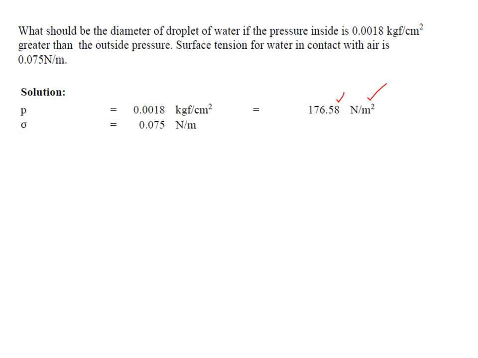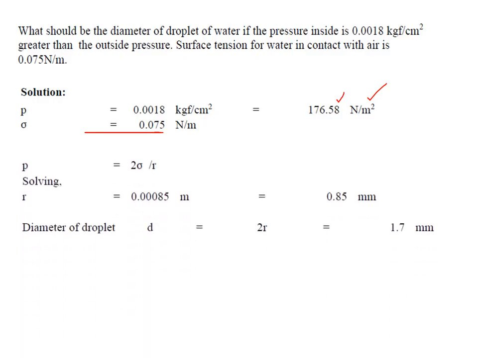Surface tension is also given as 0.075 Newton per meter. So all are in SI units. Therefore I can use the formula P is equal to 2 sigma by R. P I know, sigma is known, so I can calculate R. Multiply by 1000, so you will get 0.85 millimeters. The diameter of the droplet is asked, so it is 2R, which is 1.7 millimeters. So this is the droplet problem. If a soap bubble is given, then use 4 sigma by R.